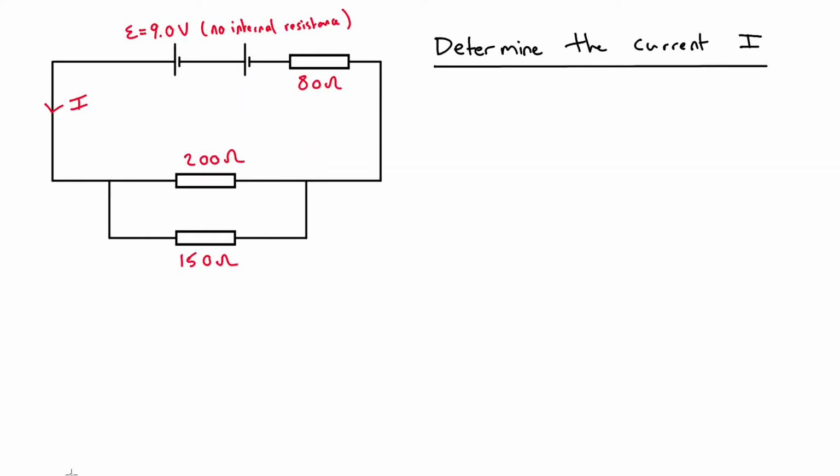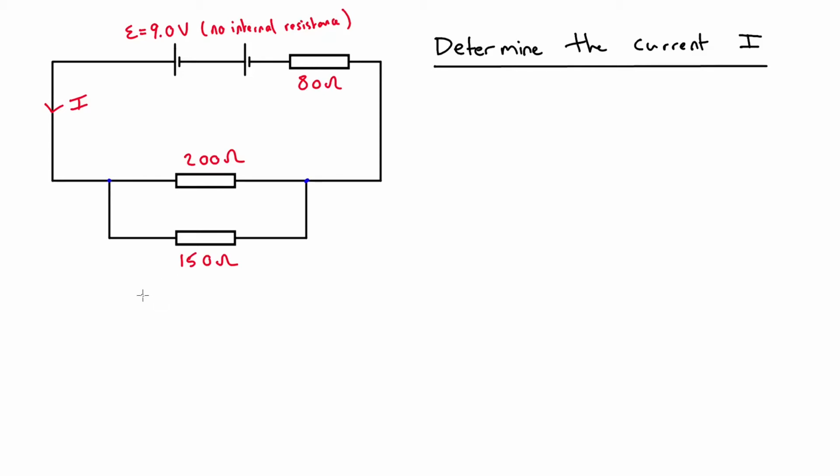Okay, well, we have a second problem here. Determine the current in this circuit, the current I that's flowing from the battery. Now there's a couple of ways we could go about doing this. What we need to realize here is that I is the current that flows from the battery. That will be the current that flows through the 80 ohm resistor. Not all of that current, of course, will go through the 200 ohm or the 150 ohm resistor, because that current is going to split at this junction and rejoin at this junction.